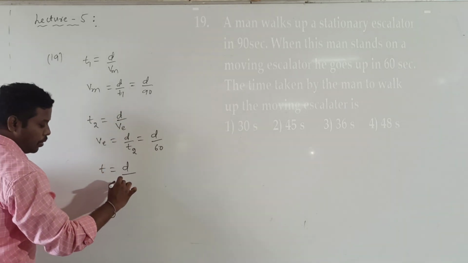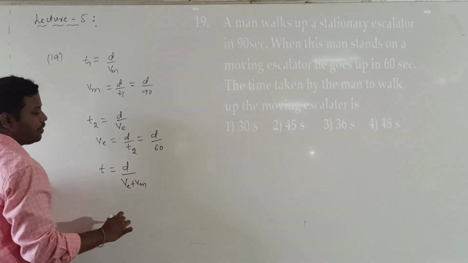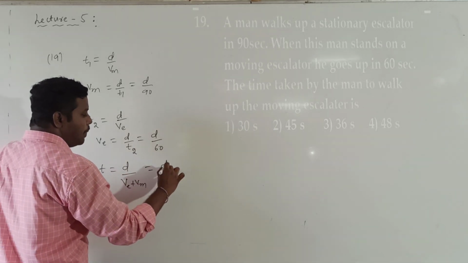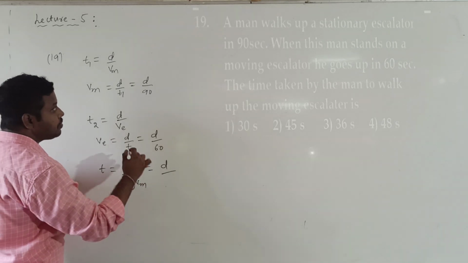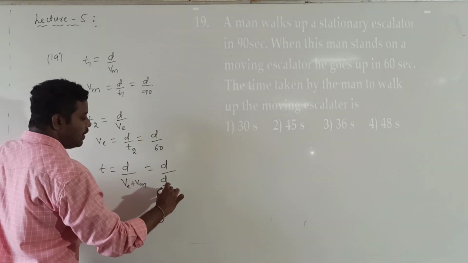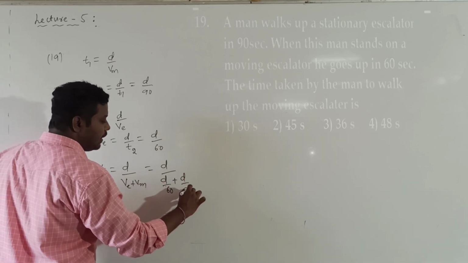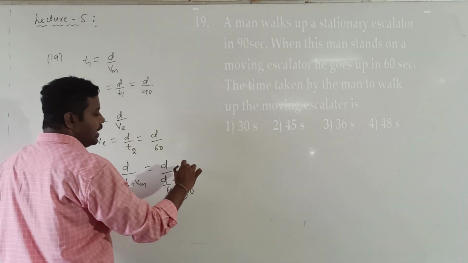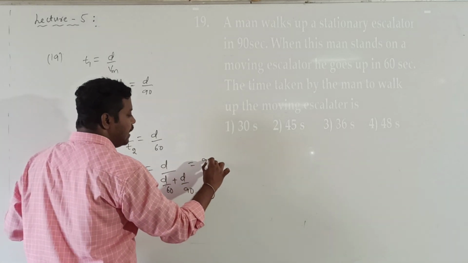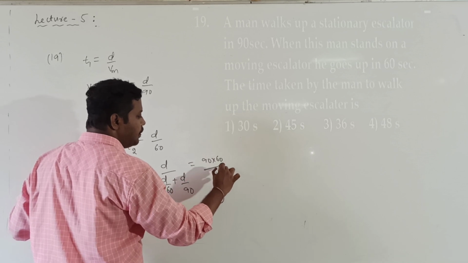are moving. When both are moving, the velocity is given by VE plus VM. So it is equal to d by, what is the VE value? VE is d divided by 60. And VM is d divided by 90. Then what do I get? Take the LCM of the denominators. 90 into 60 divided by 90 plus 60, that is 150.